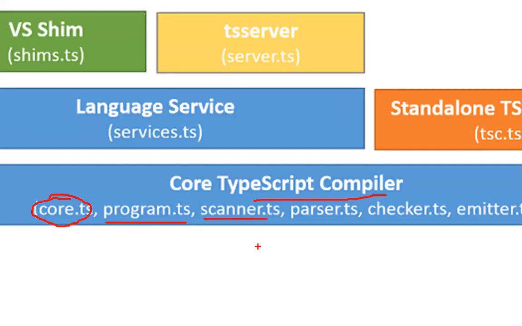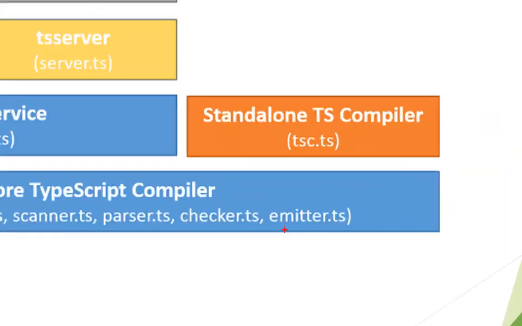Scanner.ts is responsible for handling input activities: reading values from the user and processing them. Parser is responsible for converting string to number, number to string. Checker is used to verify data types, for example whether the value supplied is an integer or not. Emitter is responsible for handling output activities. Scanner for input, emitter for output.